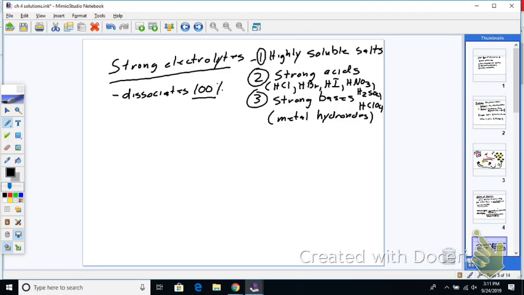So up on the board, you have three things that can make a strong electrolyte. Well, the one that we looked at was a highly soluble salt. That's the one we looked at right in here. Okay, so highly soluble, what does that mean? It just dissolves. That's all it does. It's a highly soluble salt. Okay, we can also take an acid.